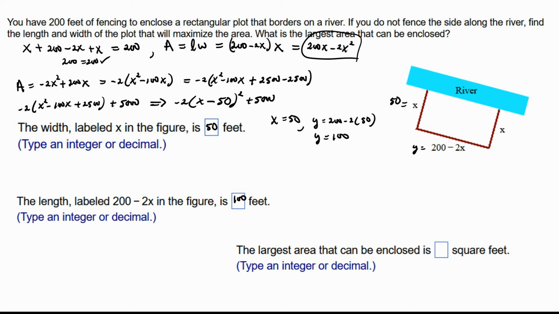The largest area that can be enclosed is this length times the width. Well, it's just multiplying these two numbers, right? So that's multiplying here the 100 times the 50. And we get 5,000. And you knew that anyway from the vertex, right? The vertex is 50, comma, 5,000. And that next problem works exactly the same. I'm going to stop right there.